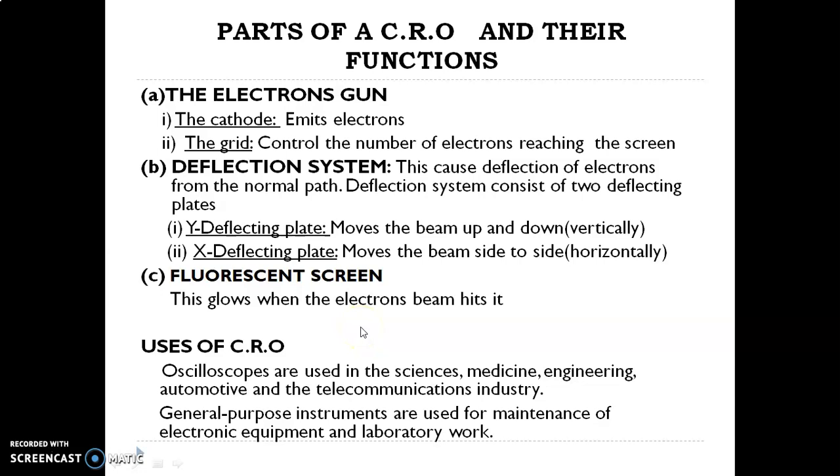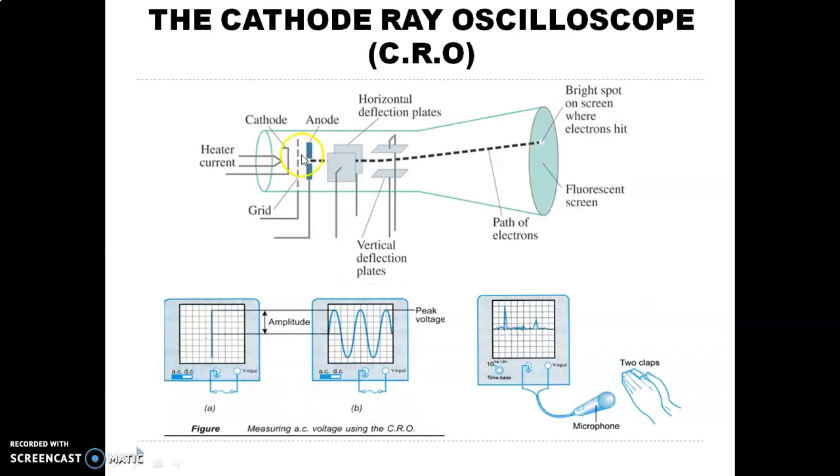Now the use of the cathode ray. But before you see the use of the cathode ray, let's see these parts in the diagram. Here the first part, we have the cathode, which emits electrons, and this controls the number of electrons. The second part is called the deflection system. Here we have vertical deflection plates and here we have horizontal deflection plates. And the last part is the fluorescent screen. Here we can see our image in terms of waveform, and sometimes we can see our image in terms of a picture.